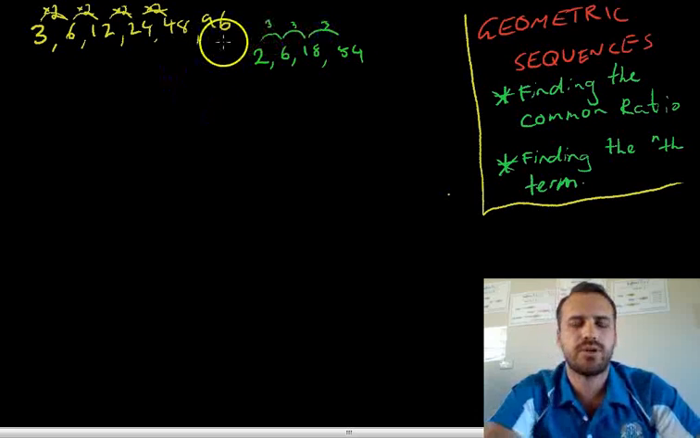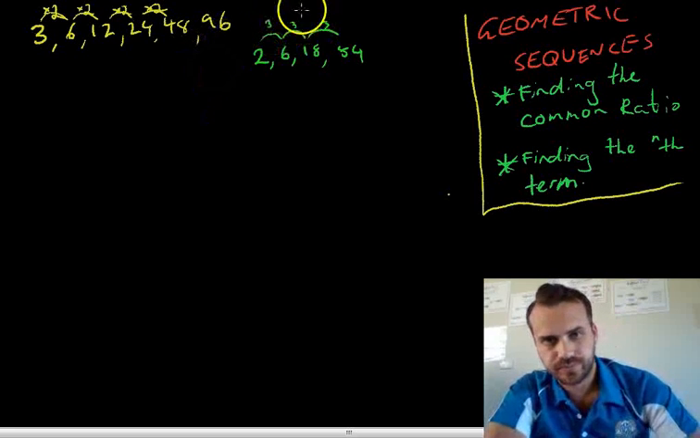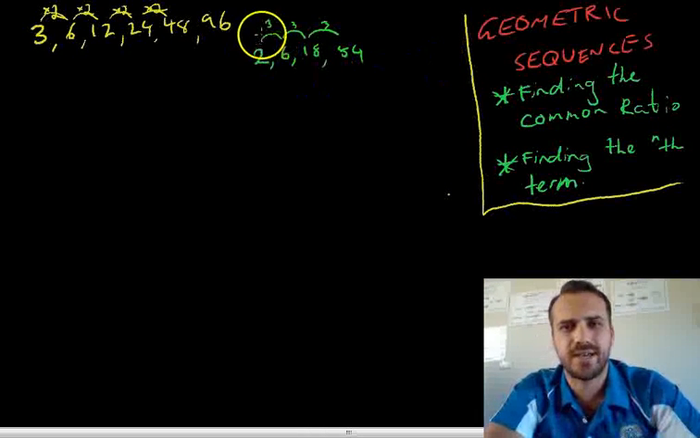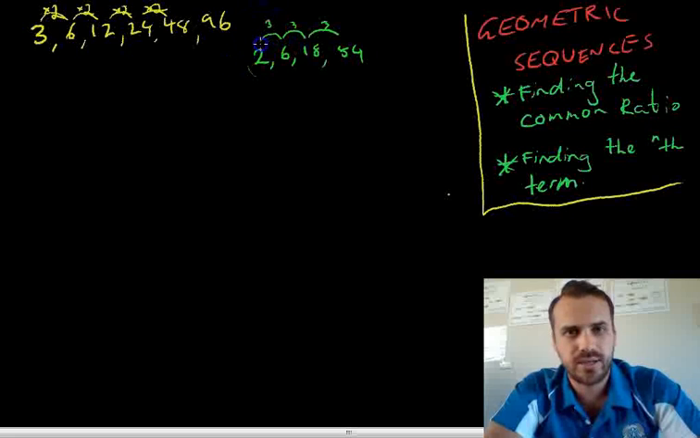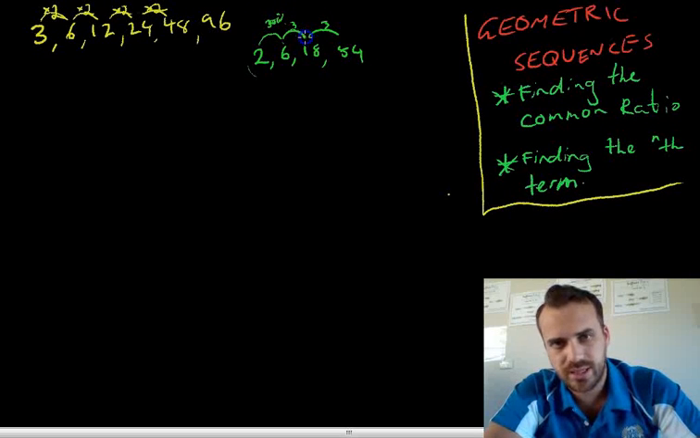Now you might be wondering about compound interest. Compound interest is the same. You start with a principal amount. Let's say you started with $2 in the bank, and in the first year, it increases by 300%. And then the second year, 300%. And the third year, 300%.